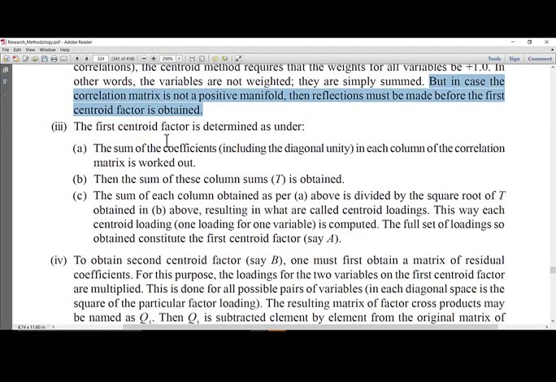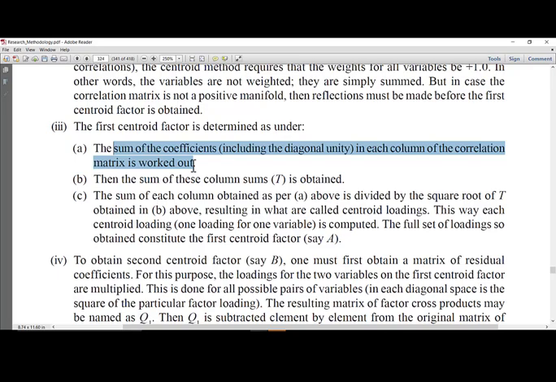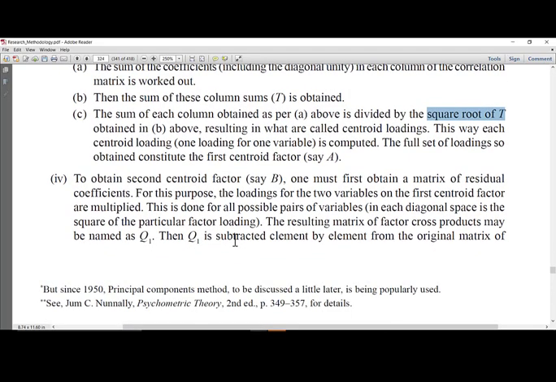The first centroid factor is determined. The sum of the coefficients in each column of the correlation matrix is worked out. This we have done, the column sum corresponding to each variable. Then the sum of the column sums, that also we have done. Then the sum of each column is divided by the square root of T, that also is done. And those are called centroid loadings. And the full set of loadings so obtained constitutes the first centroid factor A. This also we have seen.